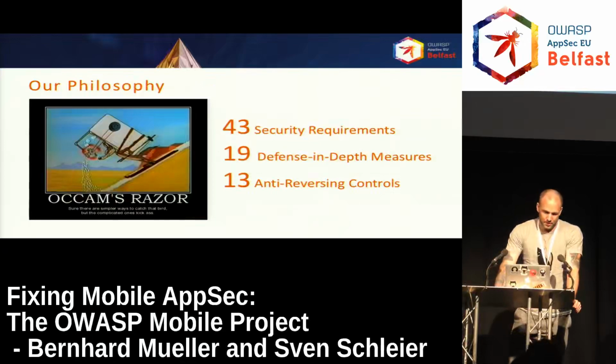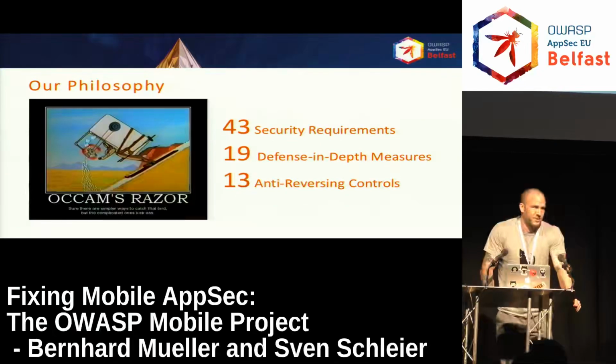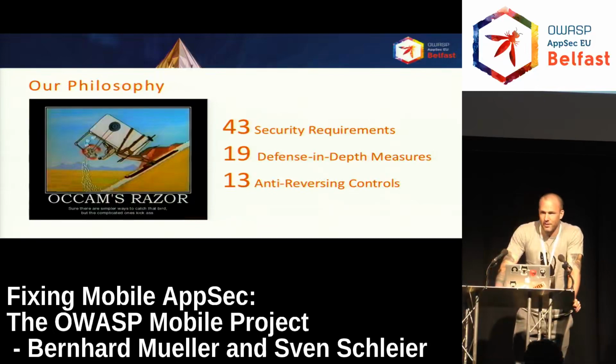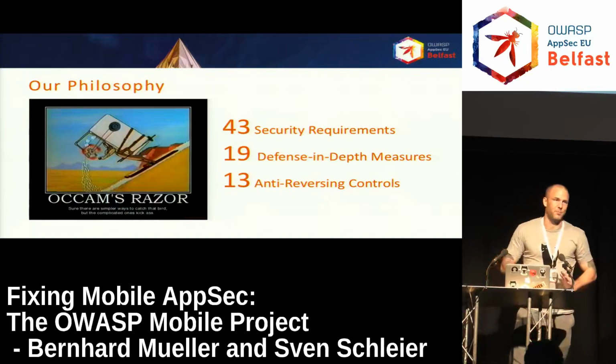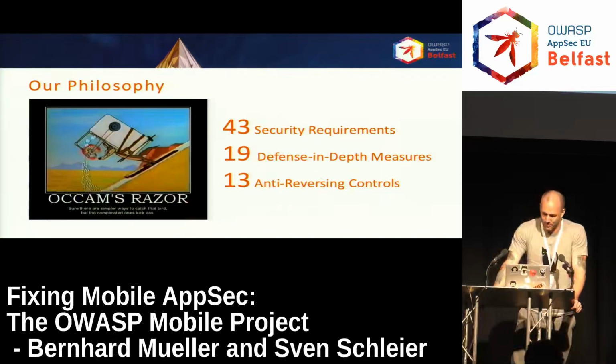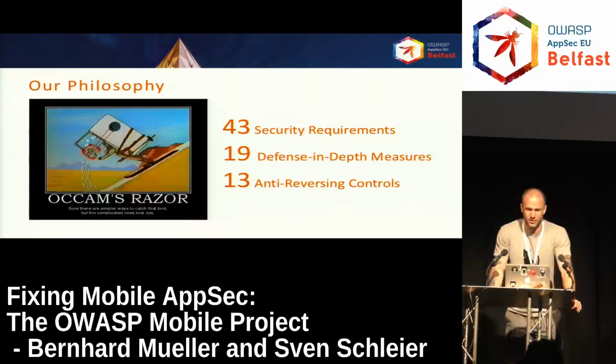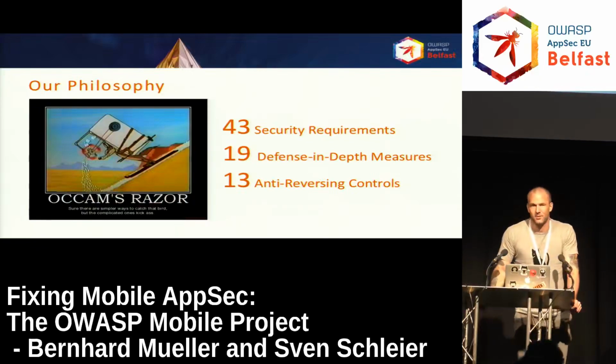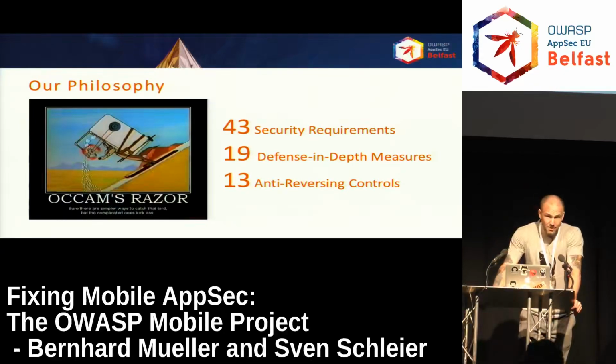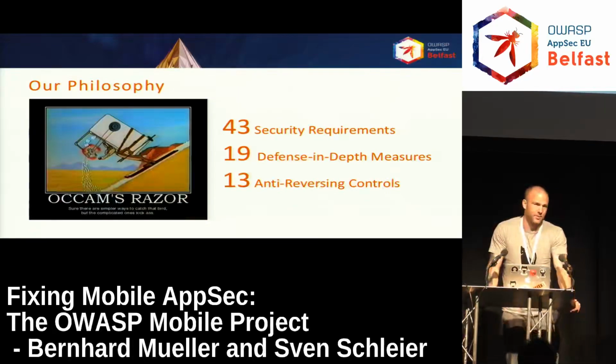So the design philosophy that we followed in general was to cut away everything that doesn't have a lot of benefit and is complex and really reduce it to the basics that you need. And we ended up with 43 security requirements. I think at some point we had a total of 80 or so, and we cut a lot of that away again. So we have 43 basic requirements, 19 defense in-depth measures that you can apply, but that are not 100% required, more flexible. And we also have anti-reversing controls.